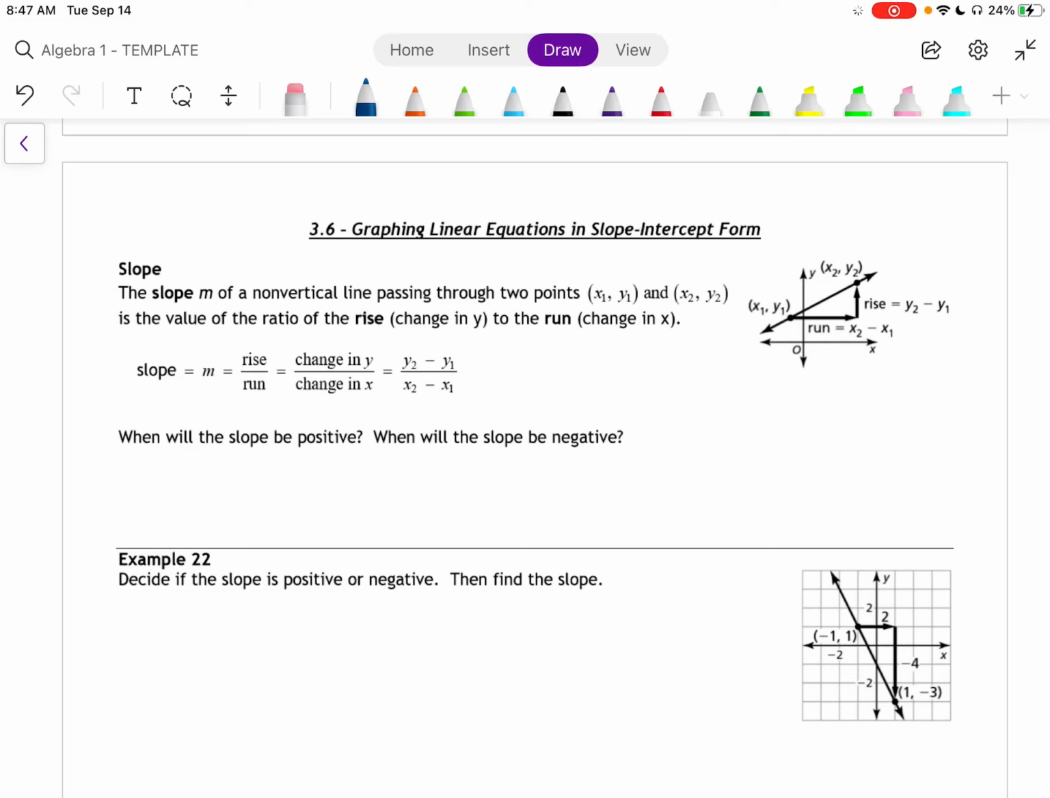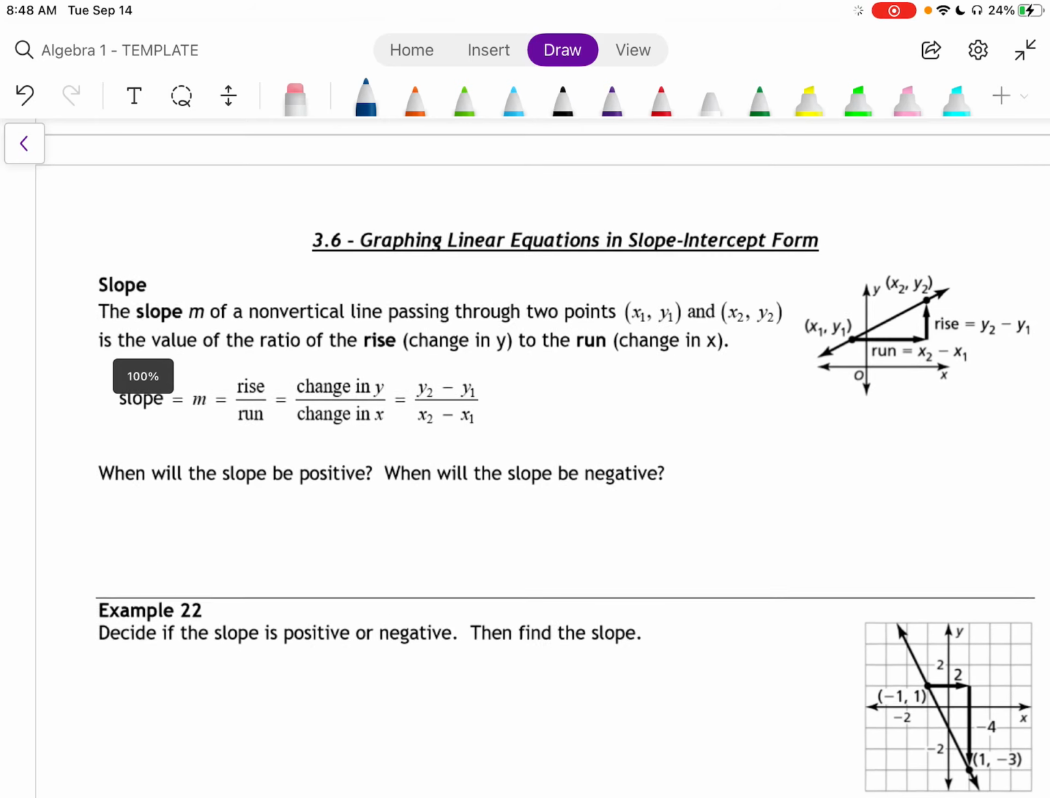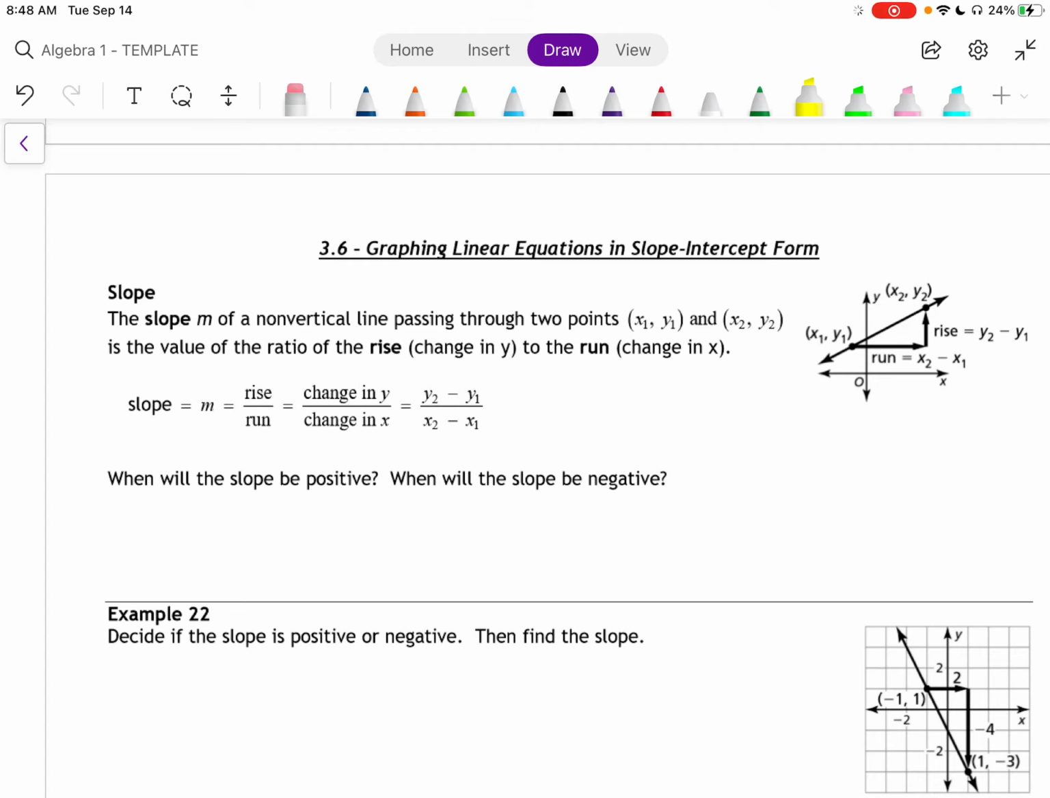All right, 3.6, graphing linear equations in slope-intercept form. So starting off, we have slope. Slope is a big deal. We want to know what slope is. The variable that's almost always used for slope is m.